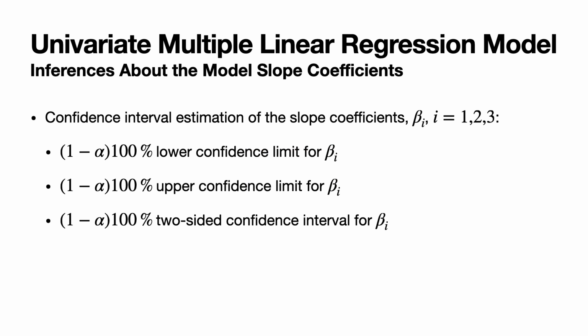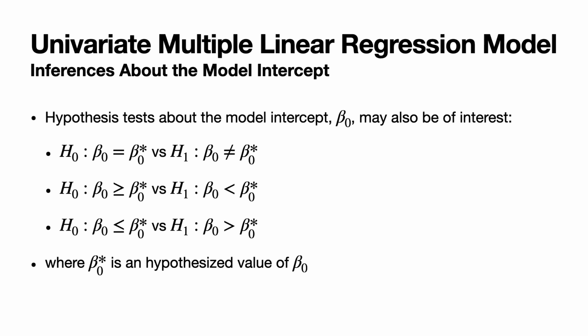And as always, in addition to performing hypothesis tests about the slope coefficients, beta 1, beta 2, and beta 3, we would also typically want to construct a confidence interval for each of those slope coefficients. In some situations, we may also want to test hypotheses about the model intercept beta 0. For example, we could perform a two-tailed test, a left-tailed test, or a right-tailed test, whatever is relevant in a given situation. Again, beta 0 star here is a hypothesized value of beta 0.